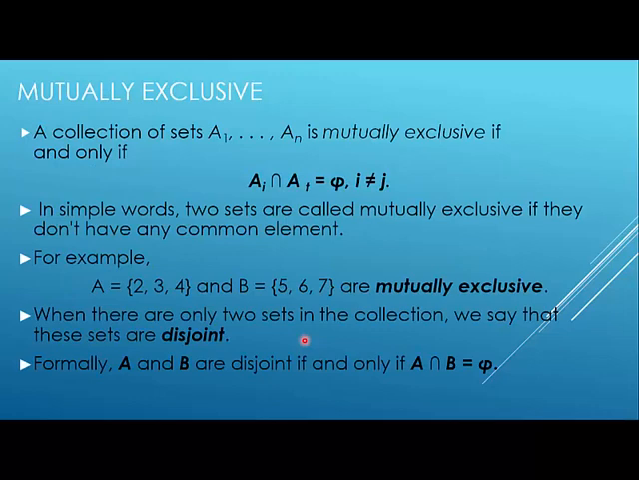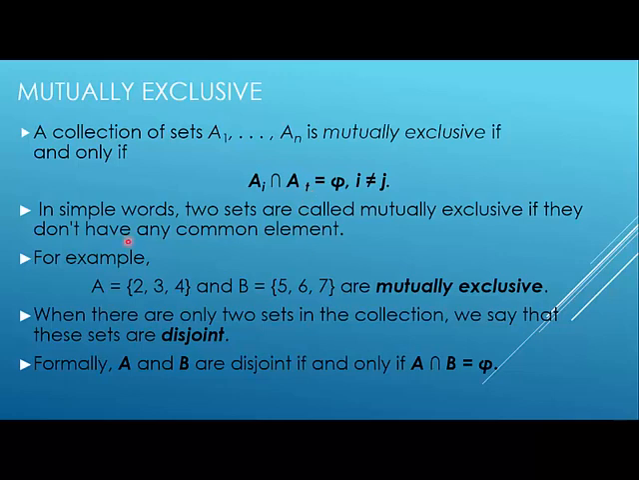Mutually exclusive. A collection of sets A1 up to An is mutually exclusive if and only if Ai intersection Aj is equal to phi, where i is not equal to j. I think there is some mistake over here. It should be j, not t.